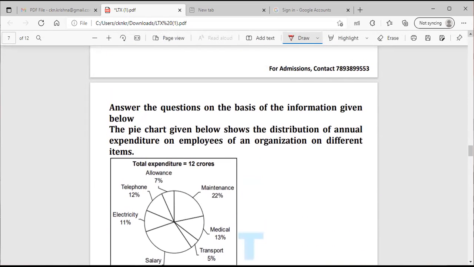Answer the questions on the basis of information given below. The pie chart given below shows the distribution of annual expenditure on employees of an organization on different items. Total expenditure is 12 crores. Nobody ఏమంటుండు, ఒక ఆర్గనైజేషన్ ఉన్నటువంటి ఎంప్లాయీస్ మీద ఖర్చు పెట్టి ఎక్స్పెండిచర్ ఎంతో చెప్తుంది.